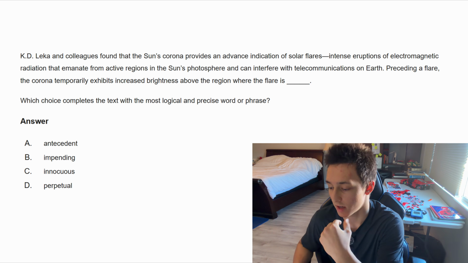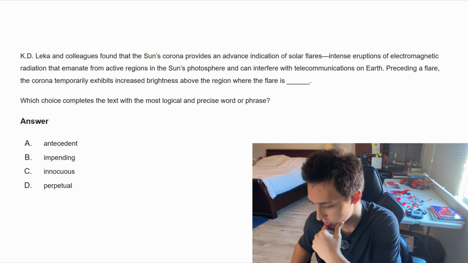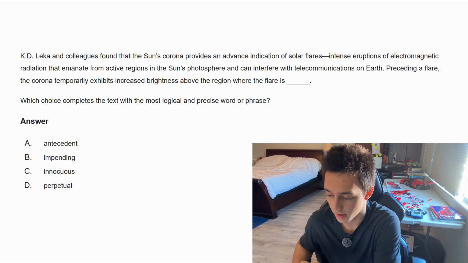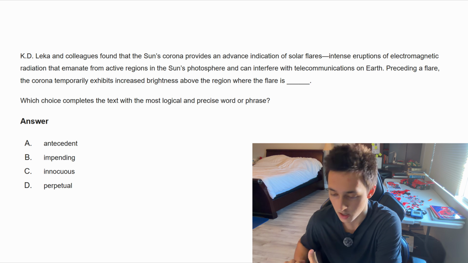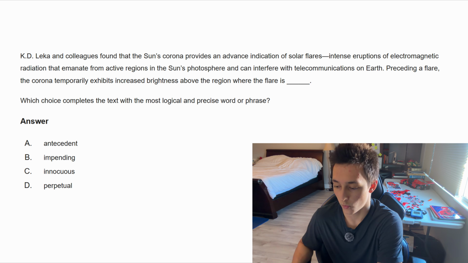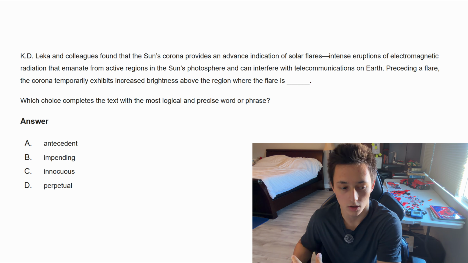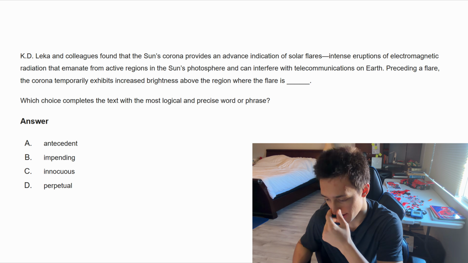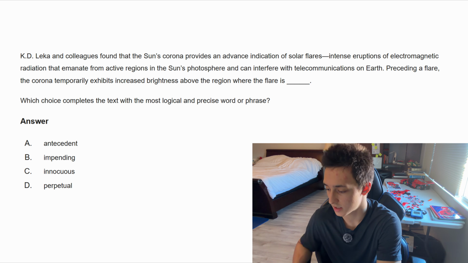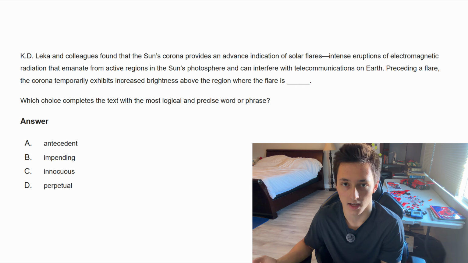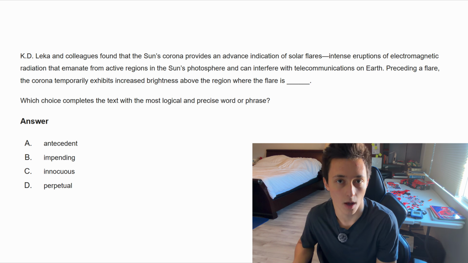That's my boss. So let's look at the answer choices. Antecedent, I'm not sure how that would fit here. So I'm going to have to skip that one. Impending, this is the one I actually used when I was talking about it in the beginning of the video. I know pending kind of means loading or like processing. And so I think that actually fits here pretty well because it's like where the flare is about to come from, where the flare is impending, where it is about to show up, right?